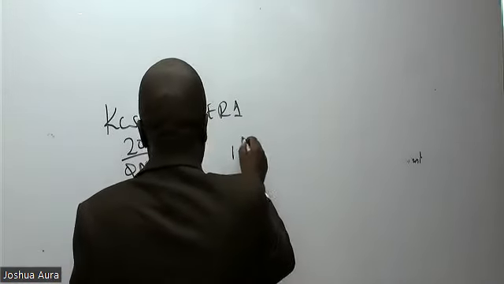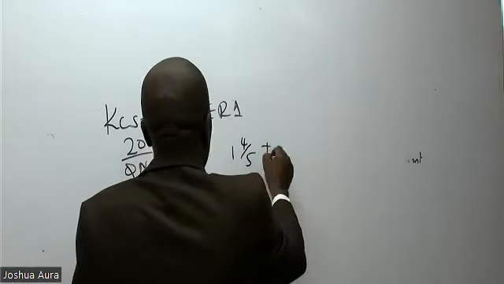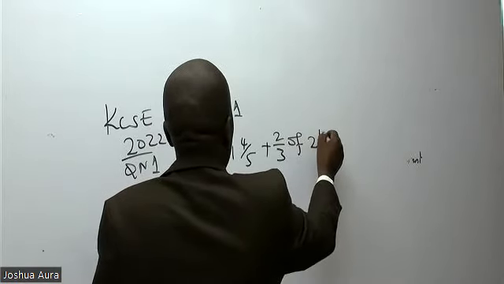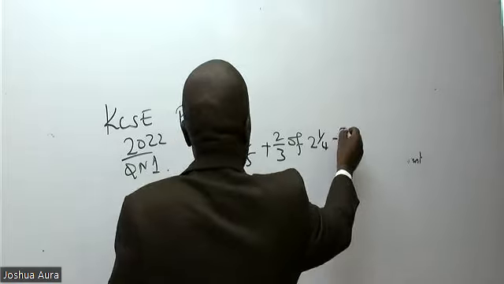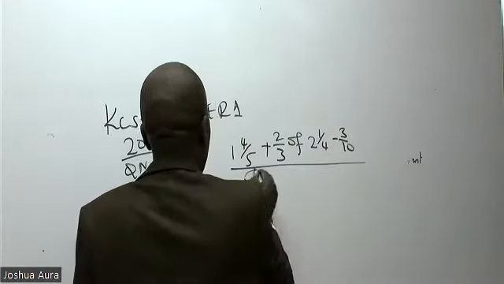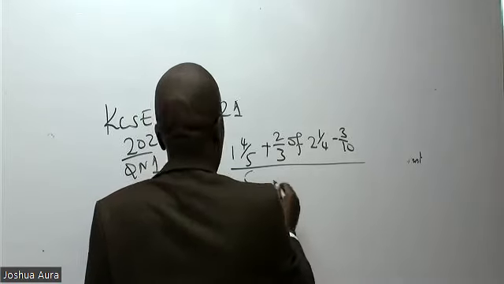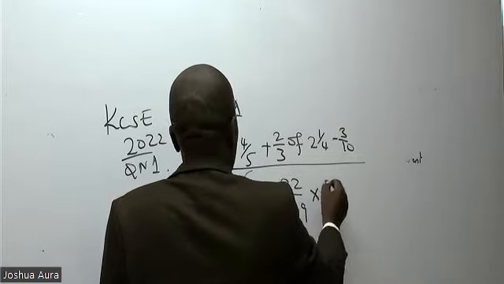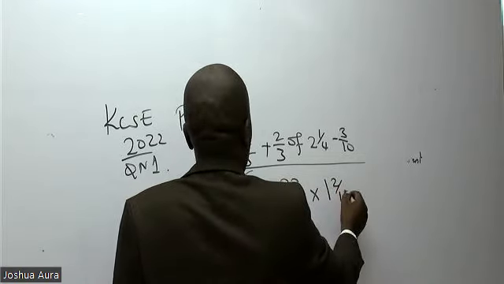So we have here 1/4/5 plus 2/3 of 2, 1/4 minus 3/10, all over 5/6 plus 22/39 times 1, 2/11.